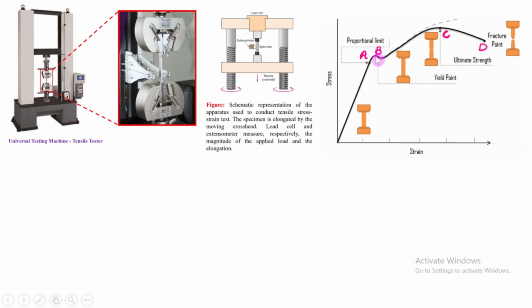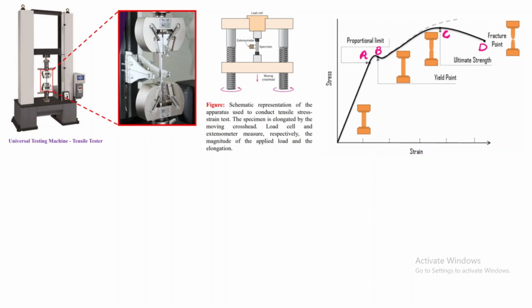In this region from A to B, Hooke's law is not valid. Stress is not directly proportional to strain, because if we apply the stress, the strain will be more as compared to the stress. So Hooke's law is not valid from A to B. But if we remove the external force, the sample will still come to its original position.